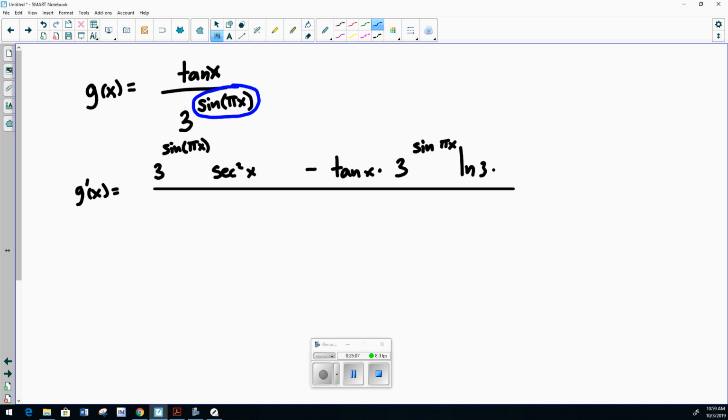So remember, it's called the chain rule because it can have multiple lengths. The power itself had an inside function of the pi x. So questions on any part of that?